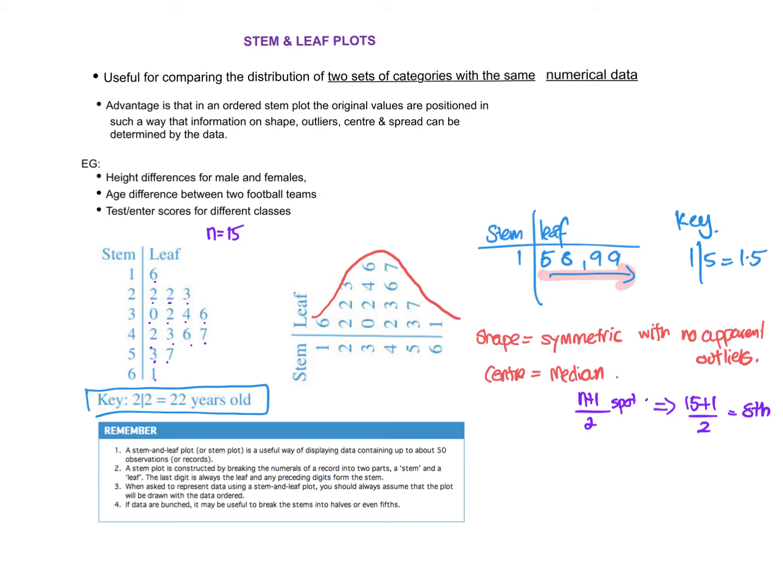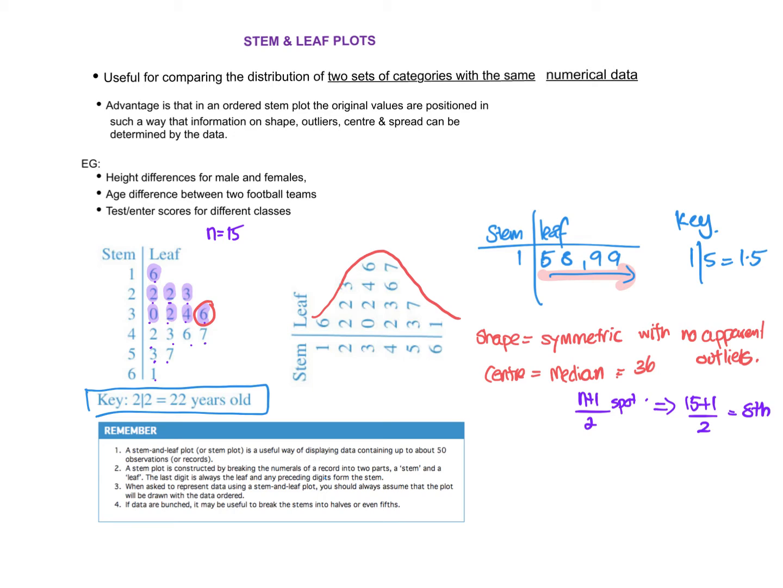Because the stem and leaf is in order from lowest to highest, you just count up until you get to the 8th. So it'd be 1, 2, 3, 4, 5, 6, 7, 8. So this becomes my median. My median would be 36. These were a whole different ages or something. So 36 was the median age.